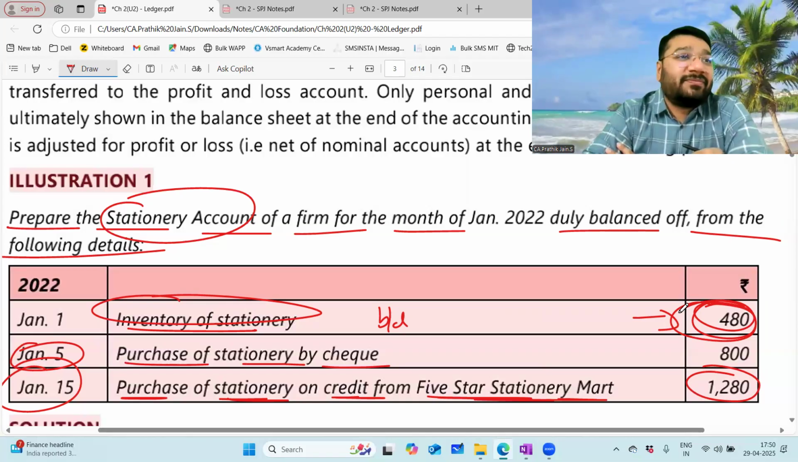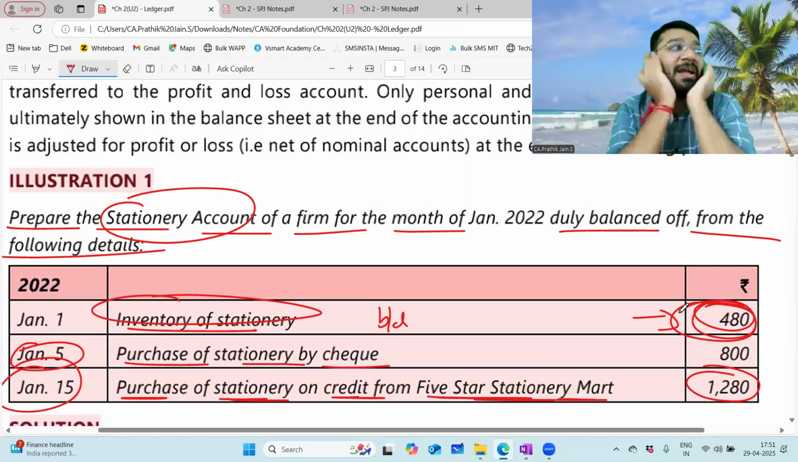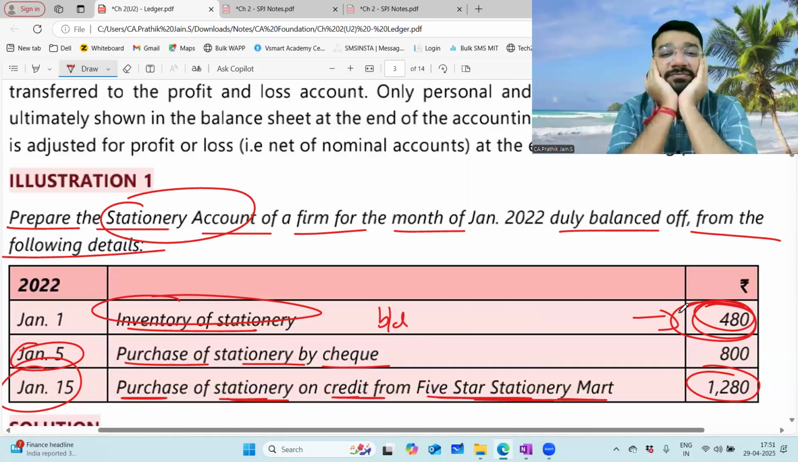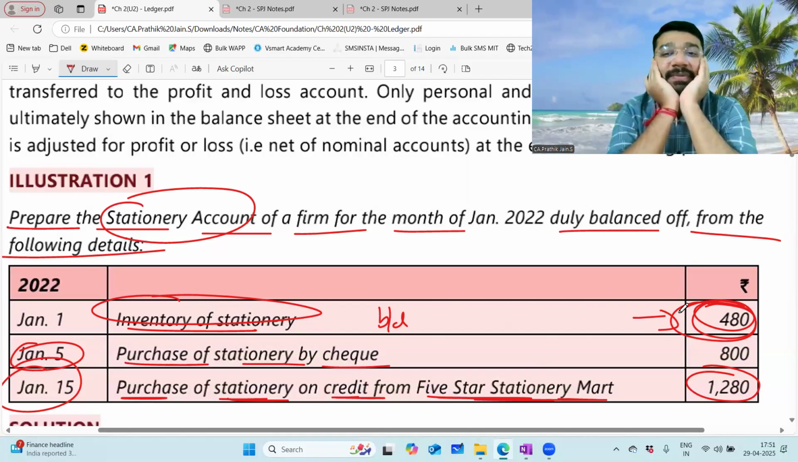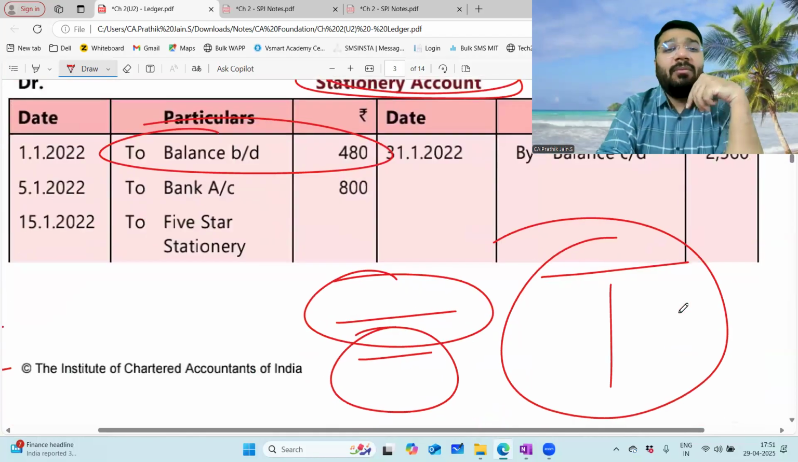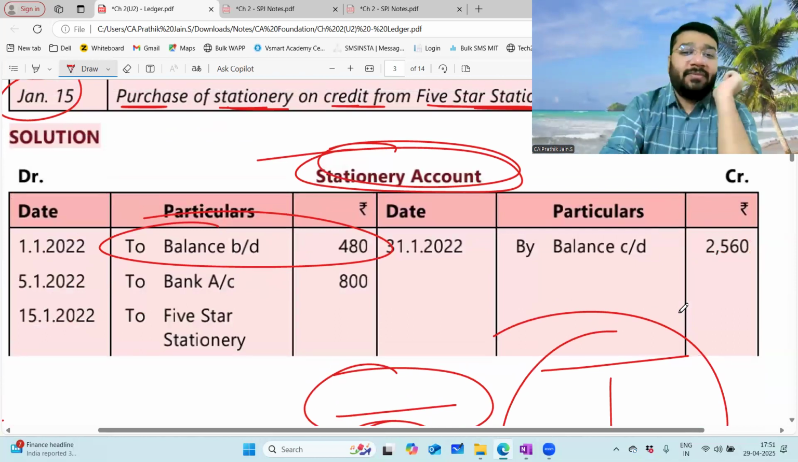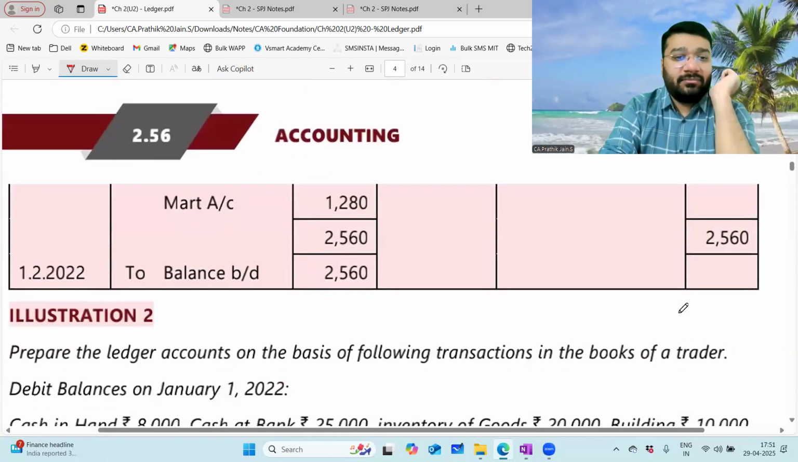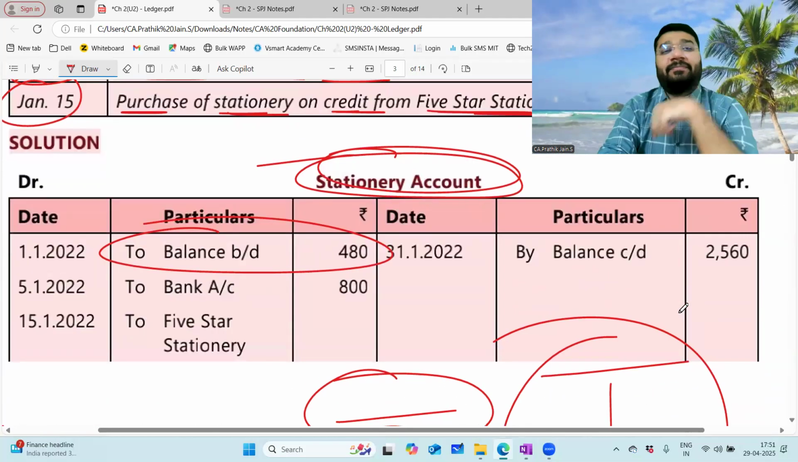Tell me now. I don't know what is year ending. You tell me. What happened? First question, expense or asset? Expense or asset? No problem. Look at the answer and tell me. Okay. No, tell me.